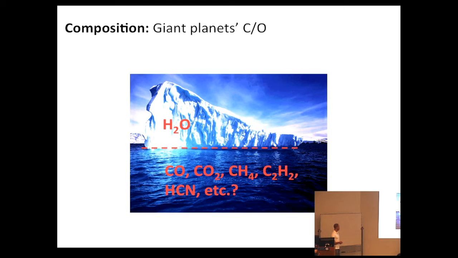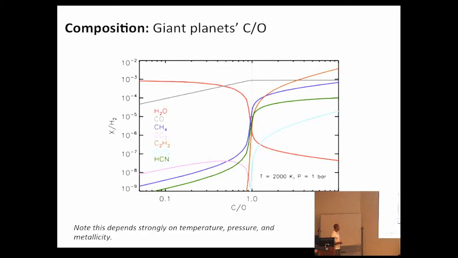To make this more quantitative, I show the predictions of equilibrium chemistry for a host of molecules as a function of this carbon to oxygen abundance ratio. This is for a fixed temperature and pressure, but this is representative of what you would expect in a hot planet's atmosphere. This is a bit hotter, but you can go down to 1,000 Kelvin and it wouldn't change that much. The point being that the solar carbon to oxygen abundance ratio is about 0.5. That is, you have two oxygen atoms for every carbon atom in a solar composition gas.